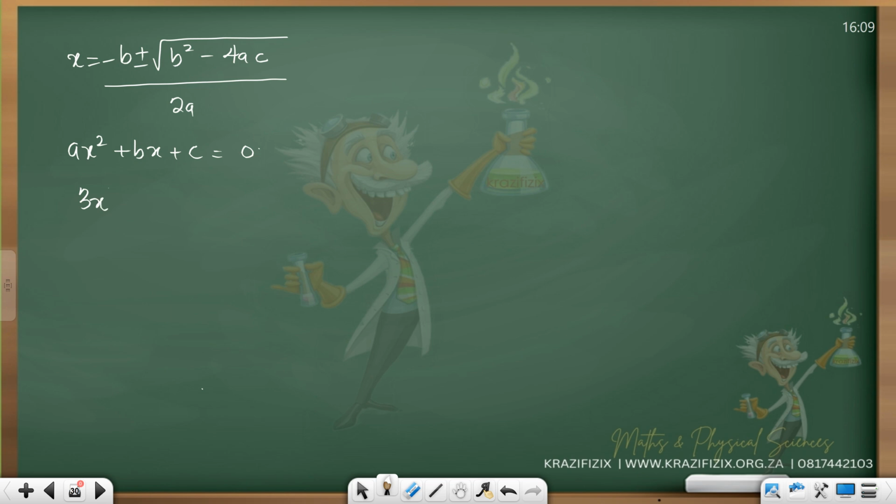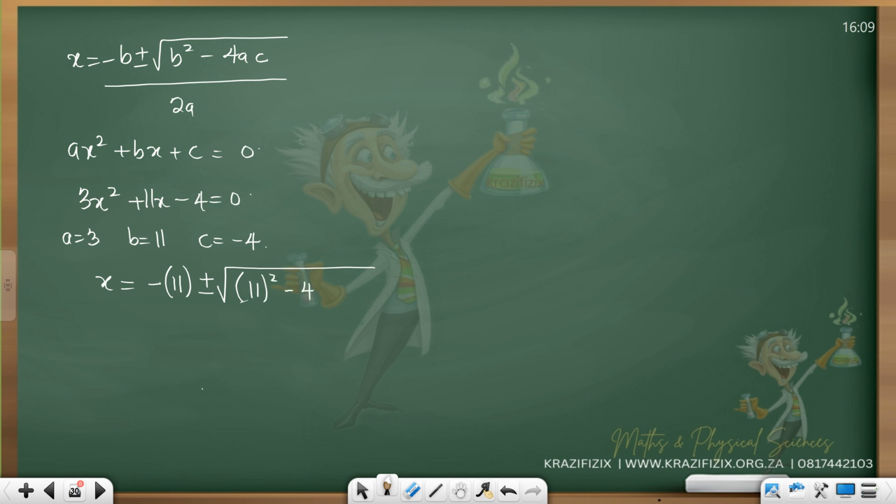All right. 3x squared. Already you can pick. Your a is 3. Your b is 11. And your c is negative 4. All you need to do is to substitute. What is b? Negative b is 11. Please use bracket. Plus or minus square root of, please use bracket, 11 squared. What is our a? What is our c? Over what? 2 multiplied by, now you grab your calculator.